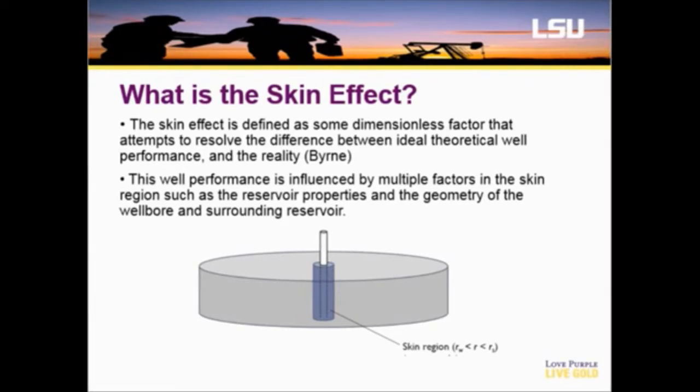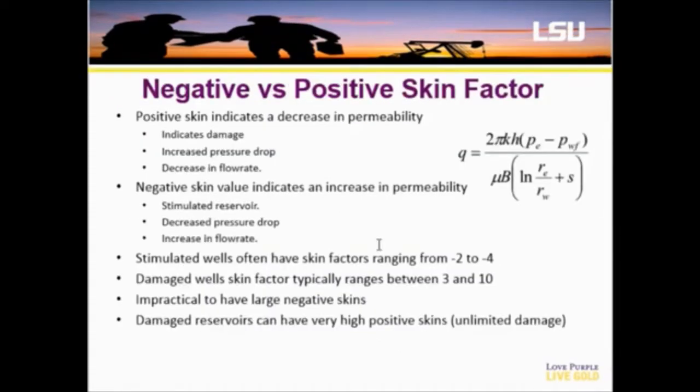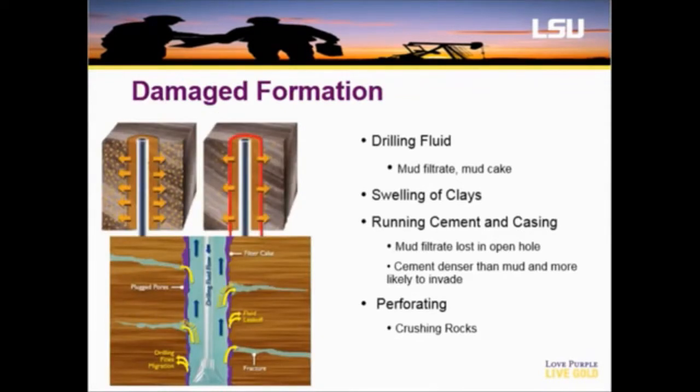Now that we have described the skin effect, let's move on to the two types of skin and their properties. Positive skin indicates a decrease in permeability in the area surrounding the wellbore. This area of the formation is considered to be damaged and results in an increased pressure drop and a decrease in flow rate. Negative skin value indicates an increase in permeability in the area surrounding the wellbore, hence a stimulated reservoir. So now let's talk about damage and stimulation in a little more detail.